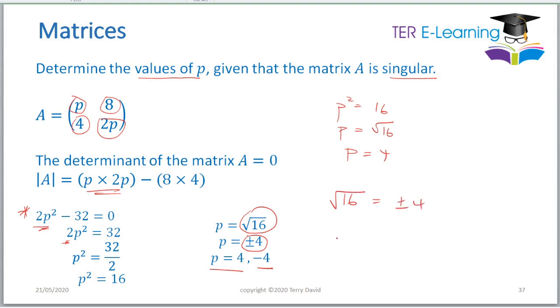And why? Because if I take 4 and multiply by 4, I'm going to get 16. So 4 squared is 16. If I take minus 4 and multiply by minus 4, I am going to get 16 as well. So when you find the square root of anything, the answer is always plus or minus something. So in this case, you're going to get two values of P. You're going to get P is equal to 4, that's one answer. And you're going to get P equal to minus 4, that's my second answer.